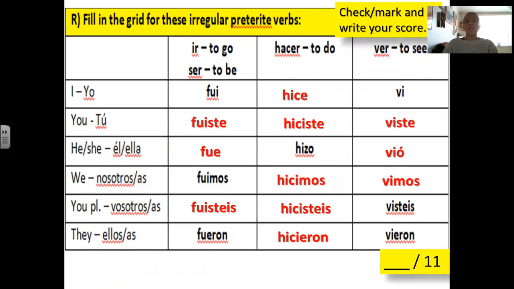Right, then we have this table that you needed to complete. These are common irregular verbs that you learn in many topics, okay? So it's about 11 verbs that you needed to include on the table. Please check, mark, and write your scores, okay? Have a look, see if there is an accent on the verb. It is very important in the preterite, because that is what is telling you the verb is in the preterite tense. Okay, make sure the spelling is correct. Check and mark and write down your score, okay?